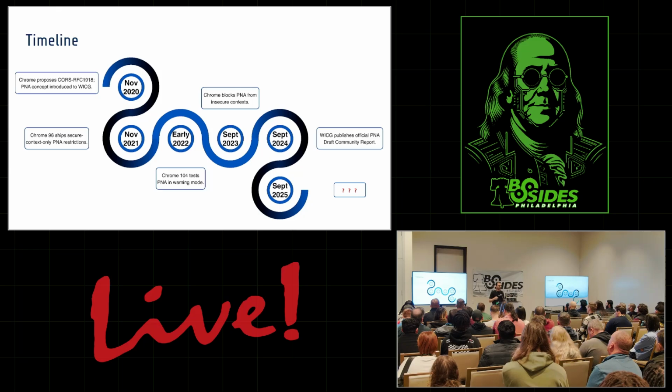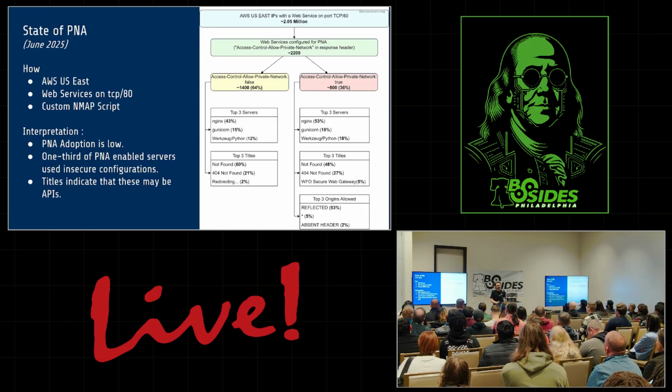So a little backstory. I personally work in web app security, and I personally stumbled across PNA earlier this year, to my shame. And in June 2025, I was a little curious to analyze what the state of PNA is. So what I did was I chose the largest lab/prod space available, which is AWS US East 1. I analyzed all web services on port 80 using a custom Nmap script. So essentially, I send that pre-flight request to see who responds back with those headers.